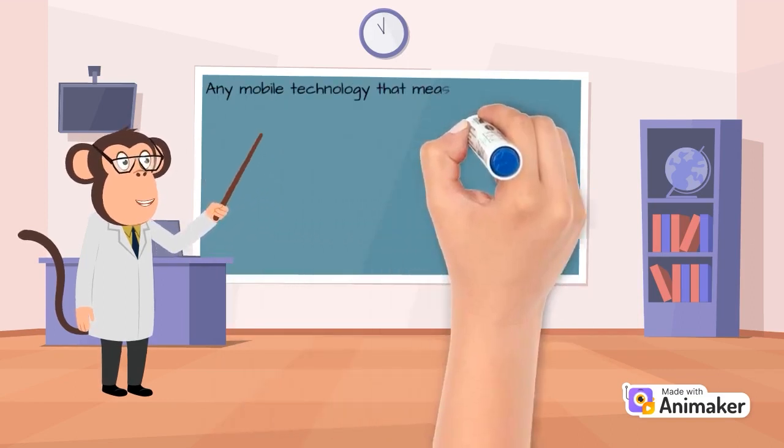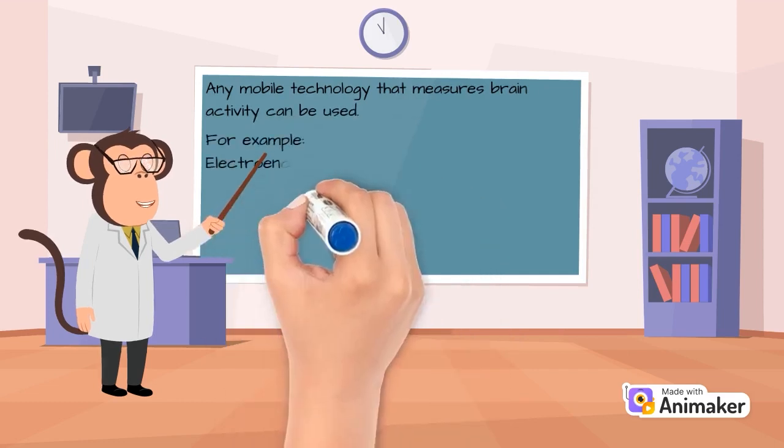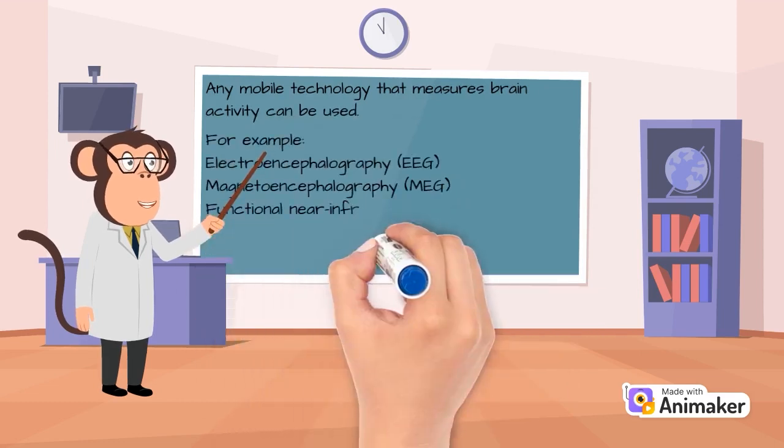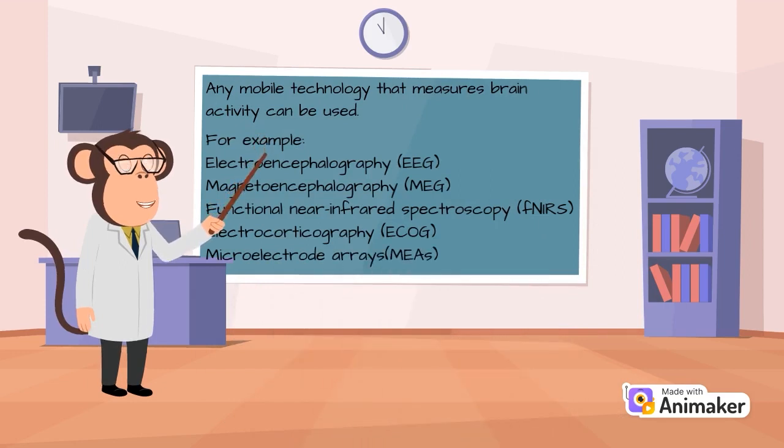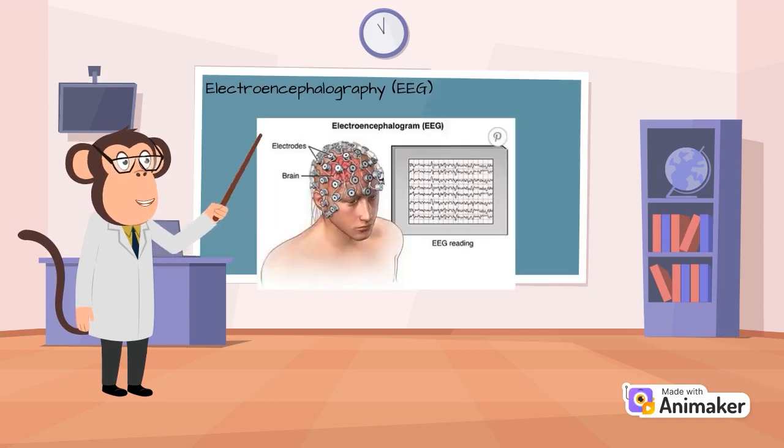Any mobile technology that measures brain activity can be used. For example, electroencephalography, magnetoencephalography, functional near-infrared spectroscopy, electrocorticography, microelectrode arrays.